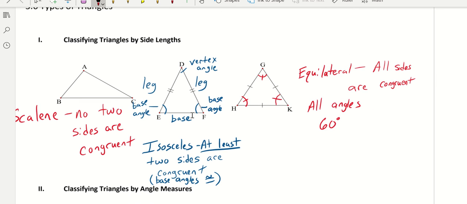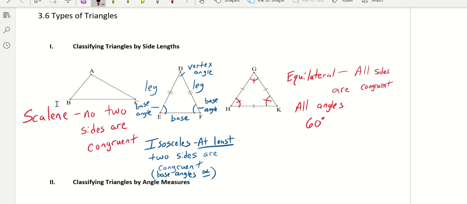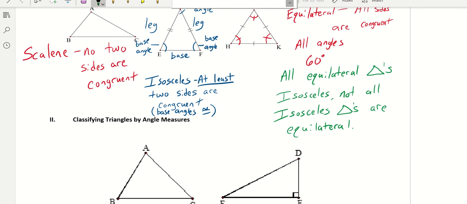Okay, so that's classifying triangles by their side length. Scalene, no two sides are congruent. Isosceles, at least two sides are congruent. And equilateral triangles, all sides are congruent. So with an isosceles triangle, at least two sides are congruent. Equilateral triangles are also isosceles, right? So let's make a note of that. All equilateral triangles are isosceles.